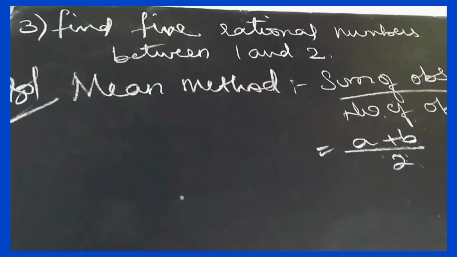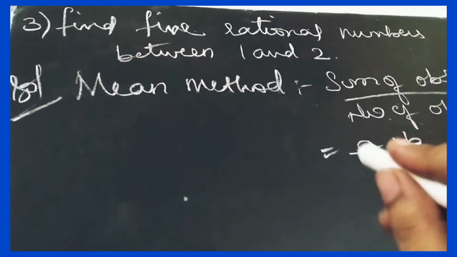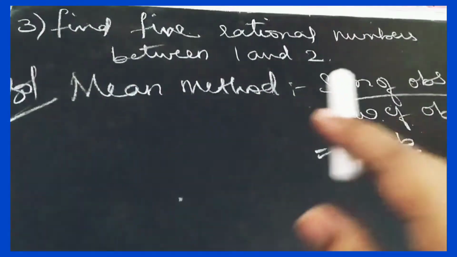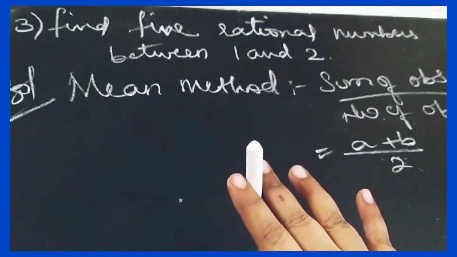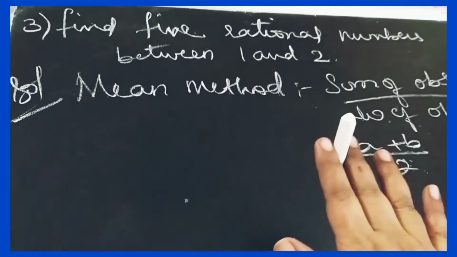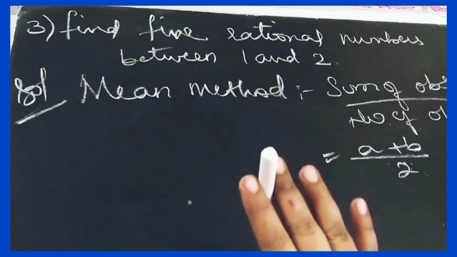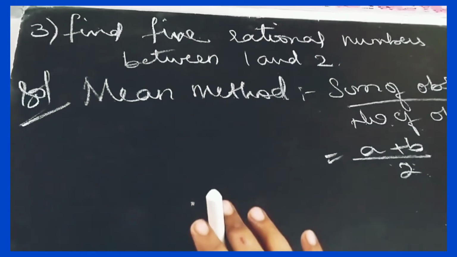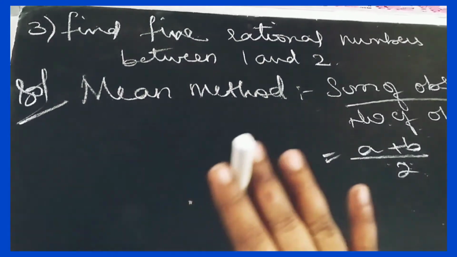The third one is: find 5 rational numbers between 1 and 2. You have to find any 5 rational numbers between 1 and 2. There are infinite rational numbers between 1 and 2, so we can take any 5. There are two methods of doing this. The first is the mean method.